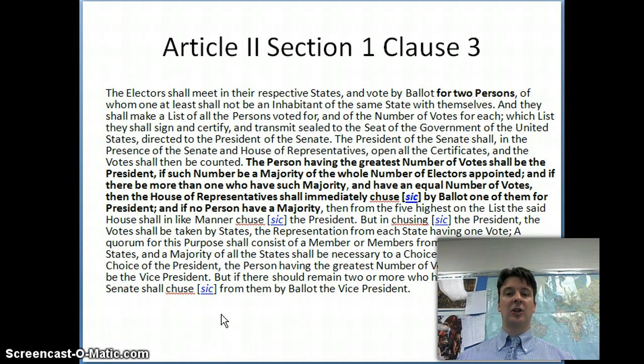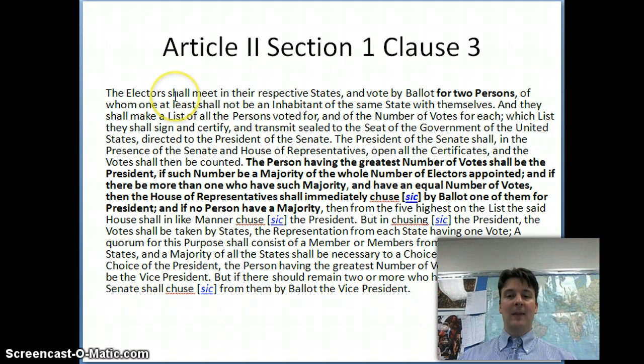Quickly, Article 2, Section 1, Clause 3. This is where the Electoral College, this is the original Constitution. This has been changed, and we'll show you why. And by we, I don't know who. The royal we, apparently I made myself king.